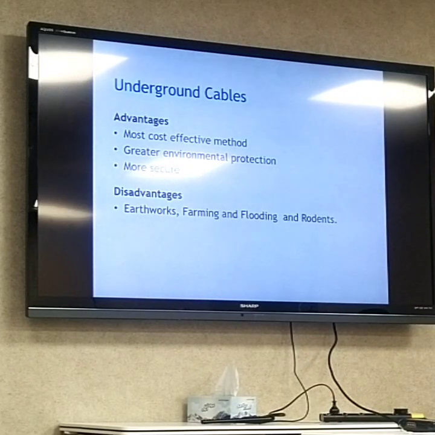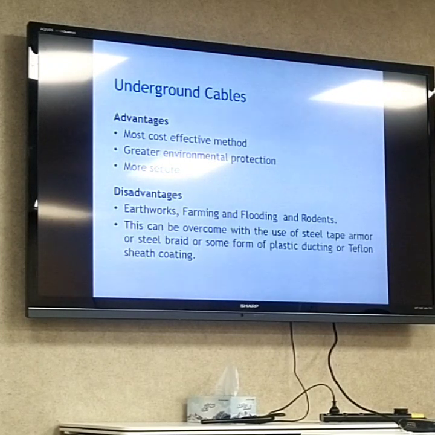Flooding, also, in areas where floods are big. Rodents, of course. This can be overcome with the use of steel type armor or steel plate, or some form of plastic ducting or Teflon sheet metal.